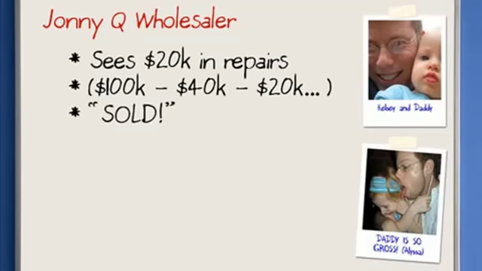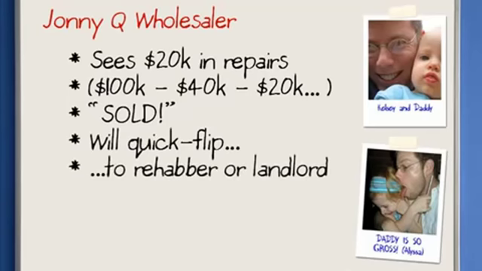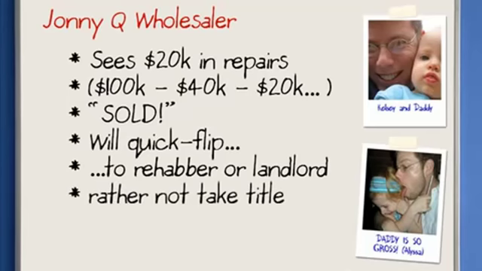Sold. Now you need to understand, Johnny is a wholesaler, meaning he does not want to rehab this thing and he does not want to have it as a rental property. Johnny's in for the quick nickels, not the slow dimes. So he's going to be quick flipping this puppy, probably to another investor, even more specifically, probably to a rehabber or a landlord. So when it comes down to it, Johnny would just as soon not take title to this thing if he doesn't have to.